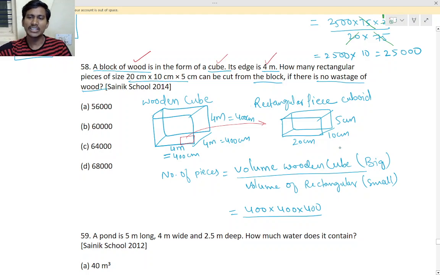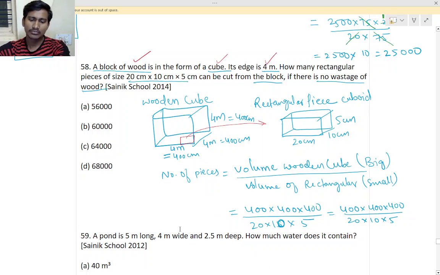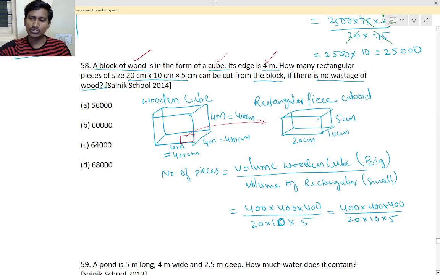Volume of the rectangular piece is 20 into 10 into 5. After that we just have to do the cancellation, and you will get the answer. So 20 into 10 into 5, cancel it out. Here 10, here 10 cancel, this 10, this 10 cancels. Now 2 how many is 4? 2 2s are 4. Now 5 how many is 40? 5 8s are 40 and 0 as it is. So what will be remaining now? 400 into 80 into 2.